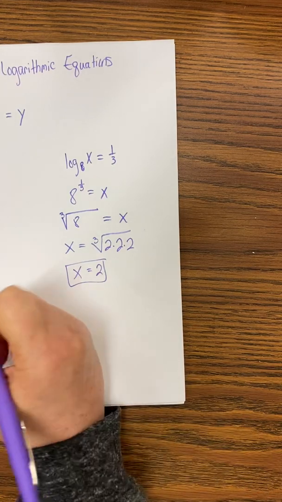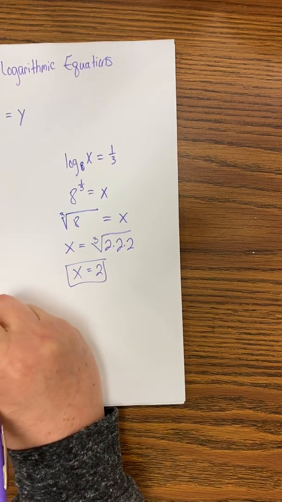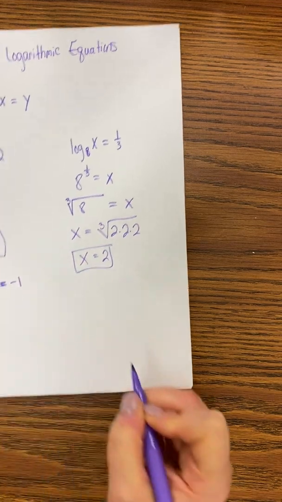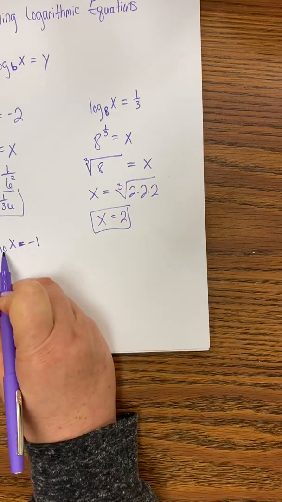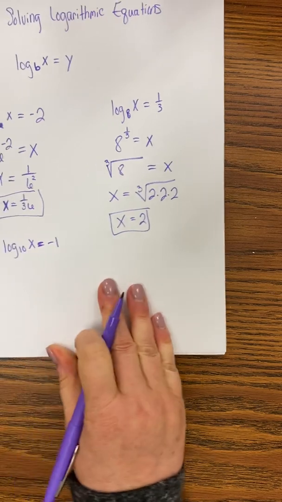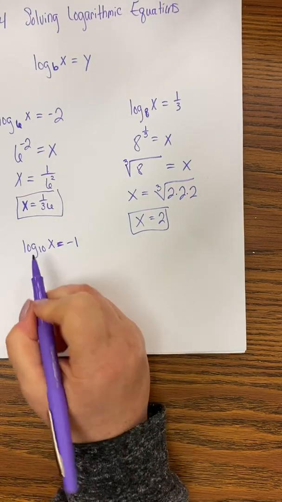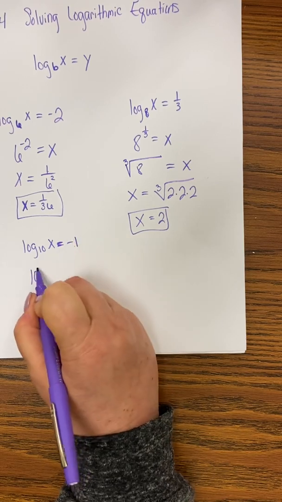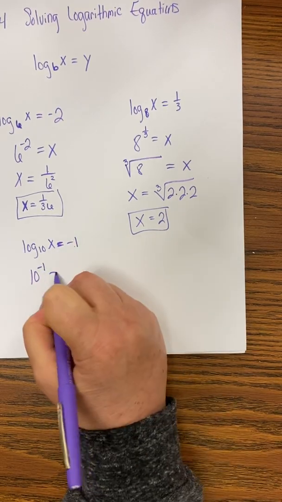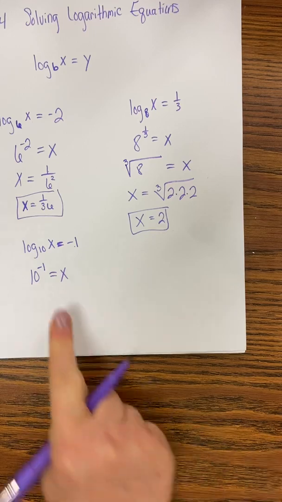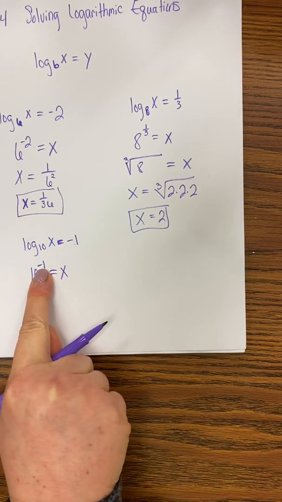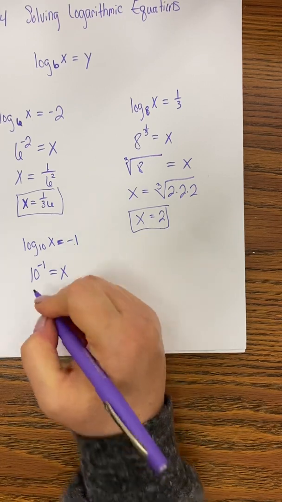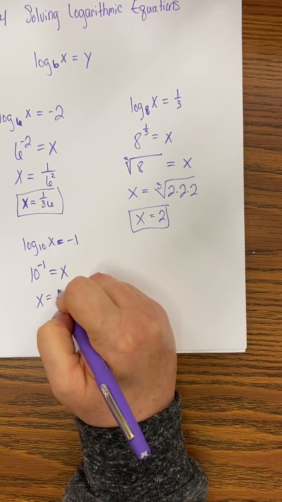All right, one more. Log base 10 of x equals -1. Again, we change it to the exponential form. Base 10, -1 is your y, so it's now your exponent, and then equals x. And again, we have that negative exponent. Remember, anytime you need to get rid of that negative exponent, you make it a fraction and you flip it. So this is just going to be x equals 1/10.